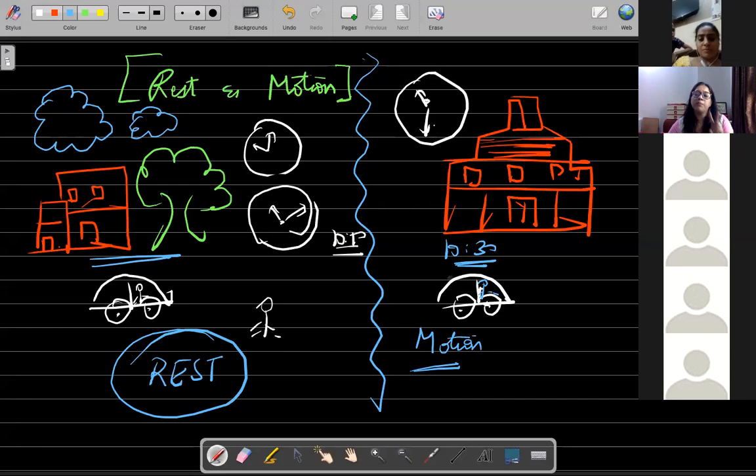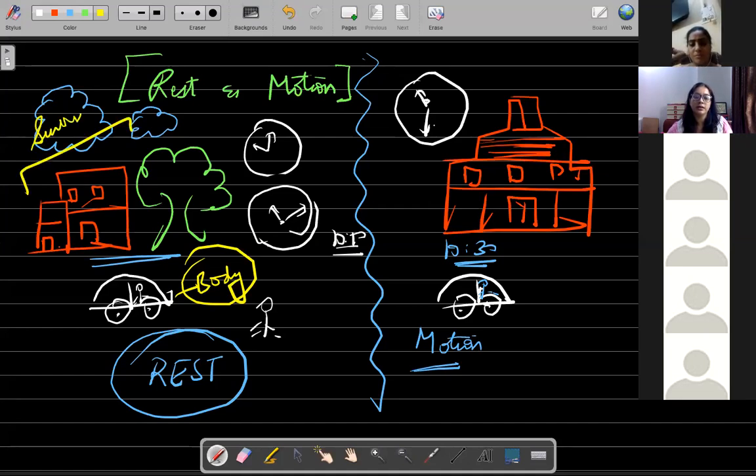Now, this picture talks about important parts in the definition. What? 2 to 3 important parts. One, the body we are talking about. Second, surroundings, if I'm not wrong. Am I right? And third, time. If the position of the object with respect to time remains same, the body is said to be in rest. And if the position changes, then the body is said to be in motion. Somebody has very well defined object, time, and reference point. Now, it is the same definition, just in a picturesque manner.